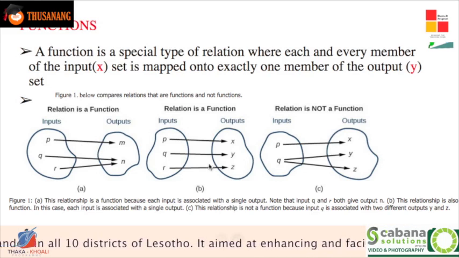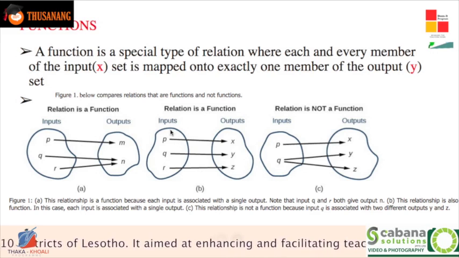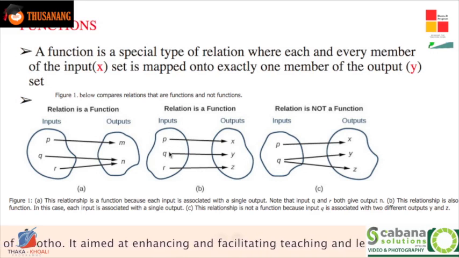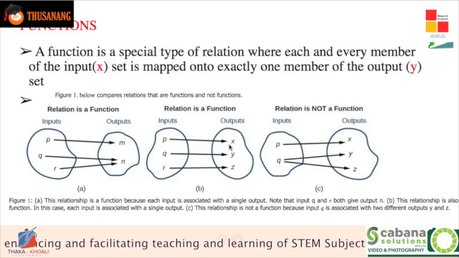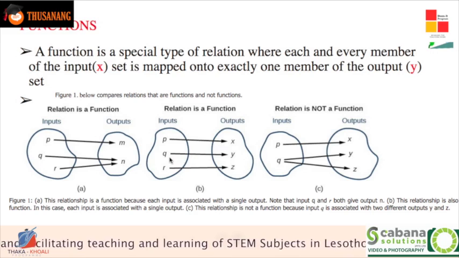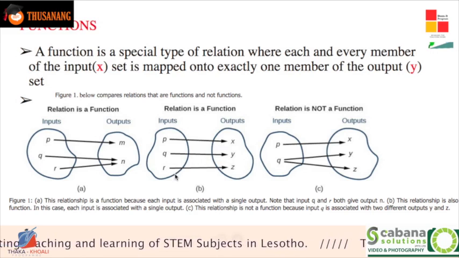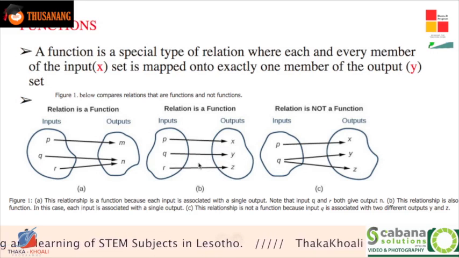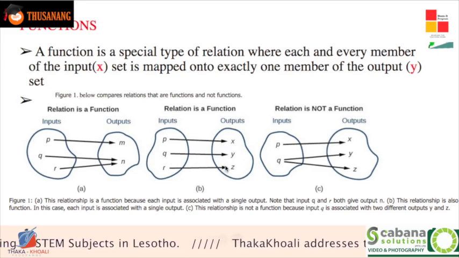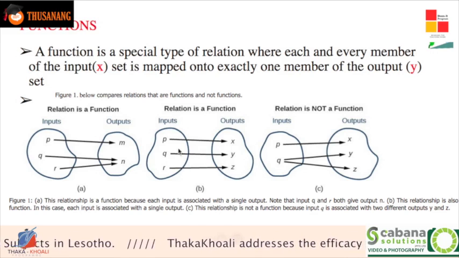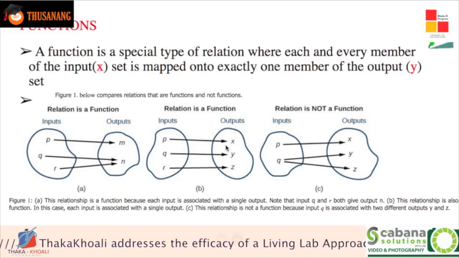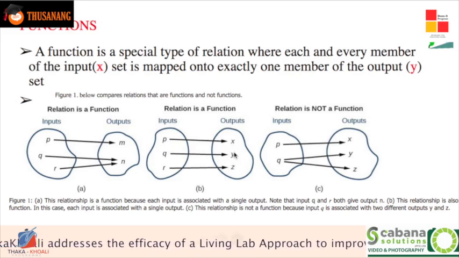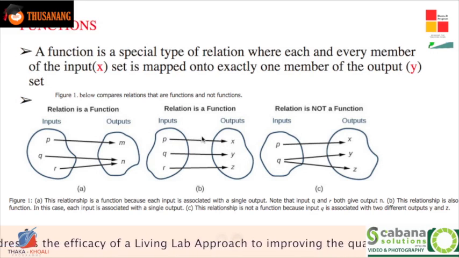So let's go to diagram B. For diagram B, we also have our inputs being P, Q, and R. P is mapped onto X, Q is mapped onto Y, and R is mapped onto Z. As we can see here, each and every input is mapped onto only one element of the output. So this relation is also a function.